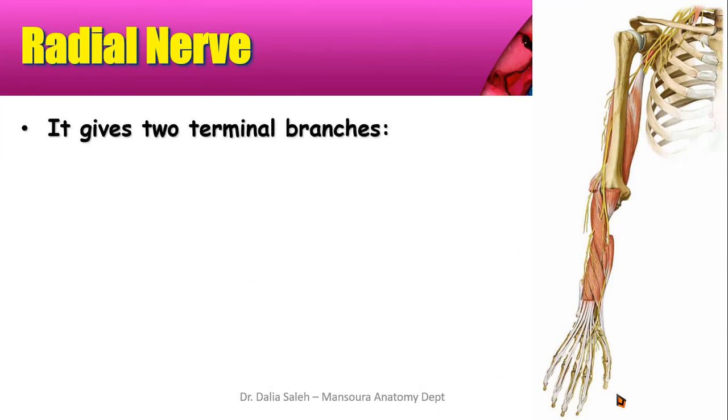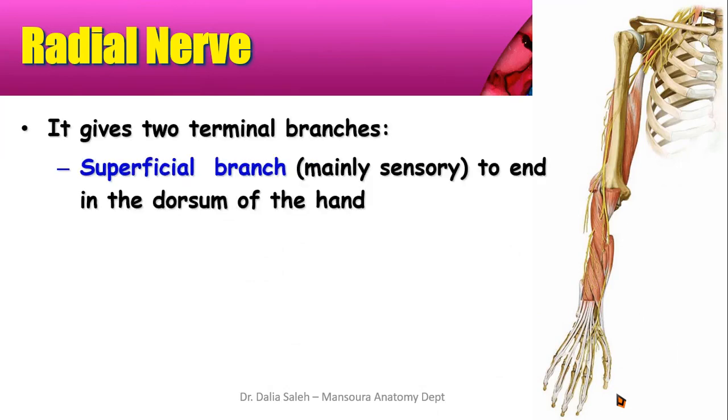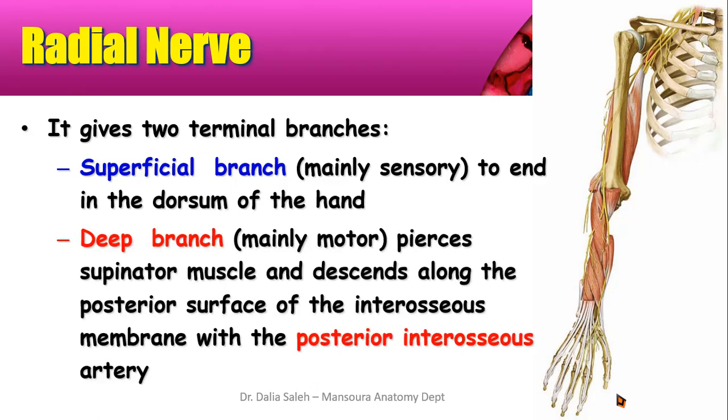Then it gives two terminal branches, a superficial branch which is mainly sensory to end at the dorsum of the hand, and another deep branch which is mainly motor that pierces the supinator muscle and descends along the posterior surface of the interosseous membrane, accompanied by the posterior interosseous artery.